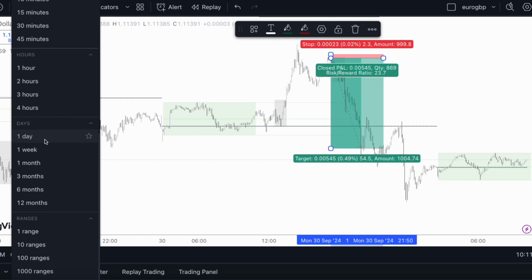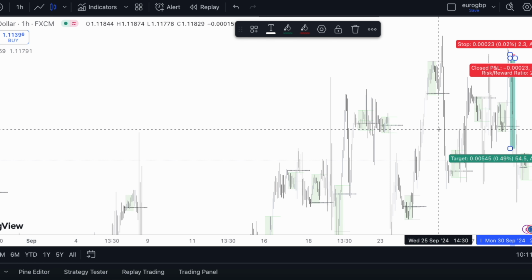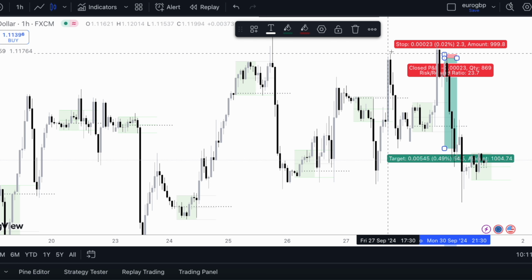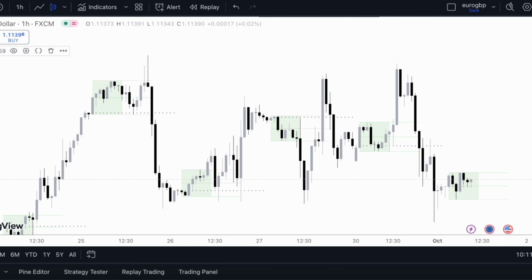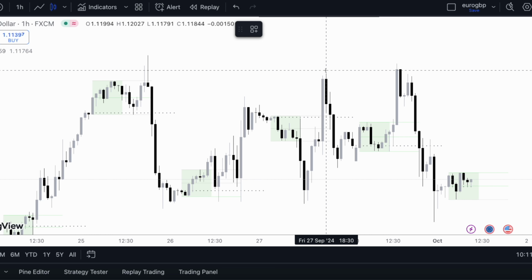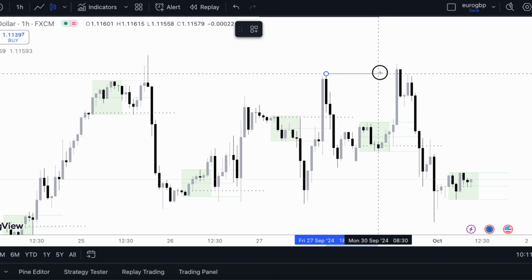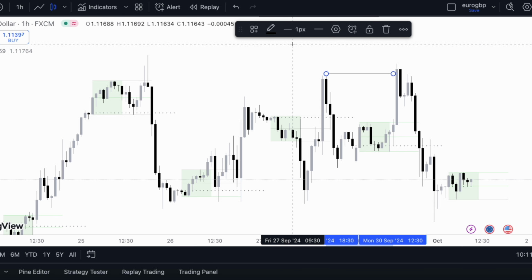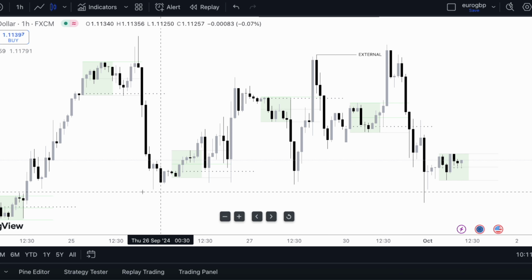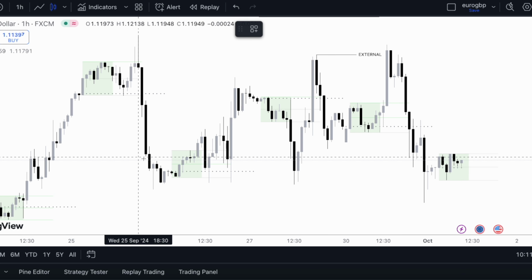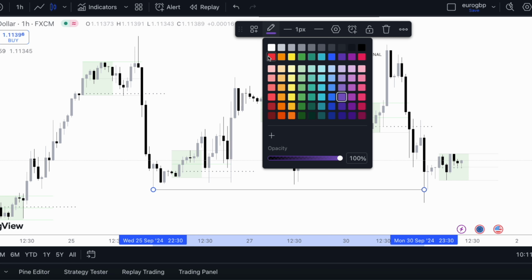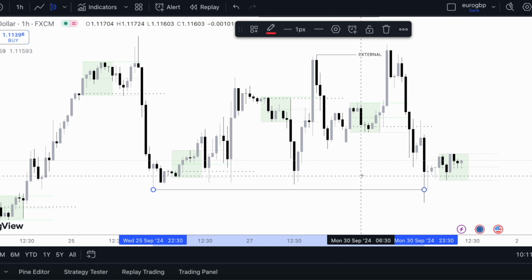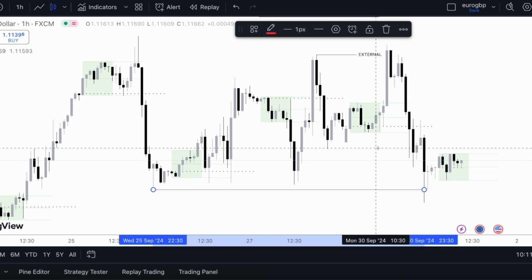So first we go to the higher time frame. Let me delete this first. Okay, so this is the previous day's high, and we have a clear liquidity resting to the downside. This is the liquidity that we are targeting, so we are looking for shorts on this day.